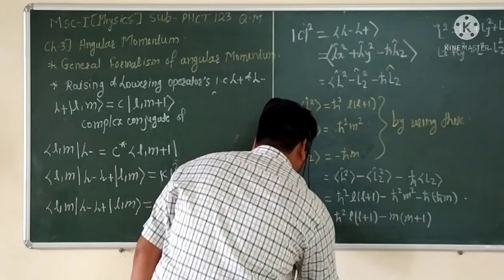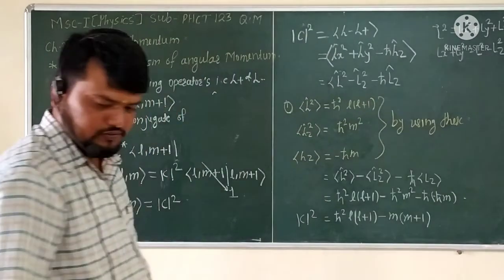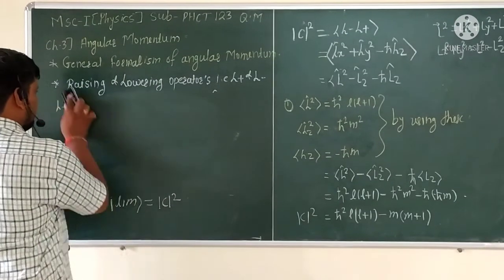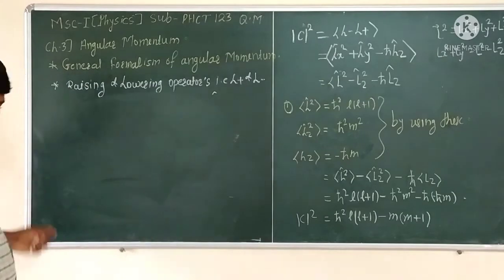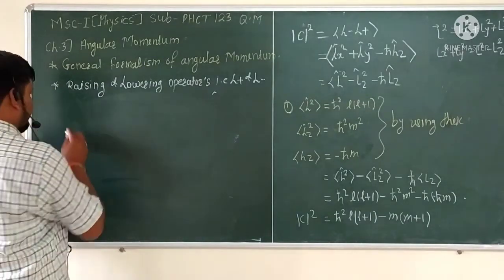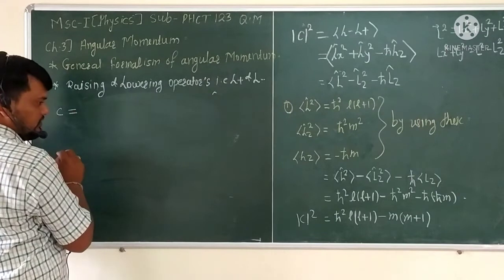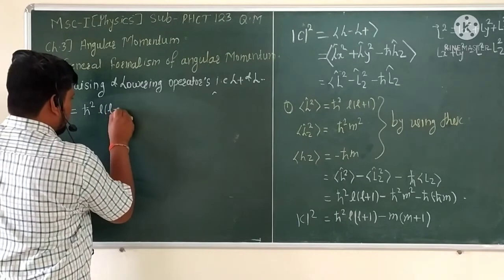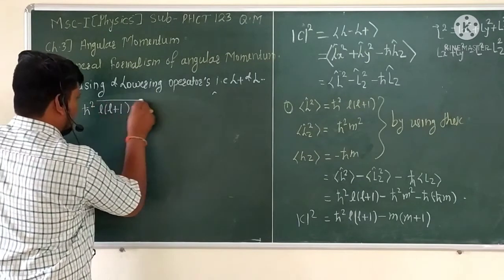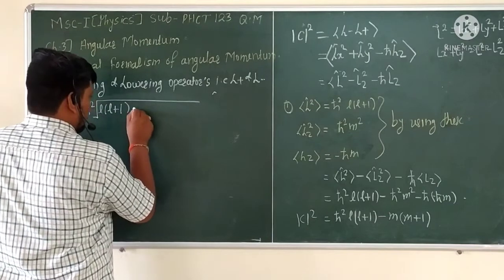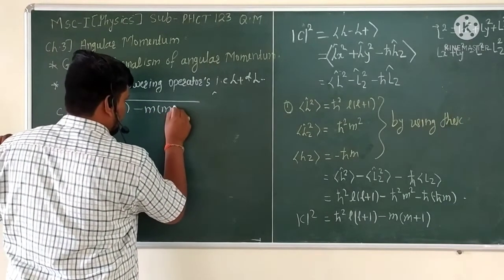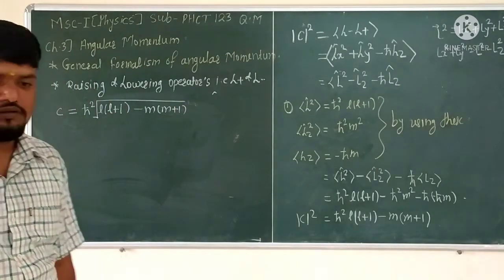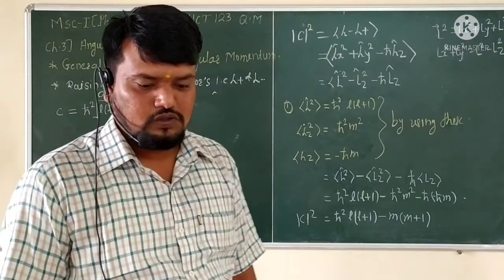So this is the value of |c|², and if we calculate the value of only c, this is nothing but ħ times the square root of L(L+1) − m(m+1), and this value we get here.